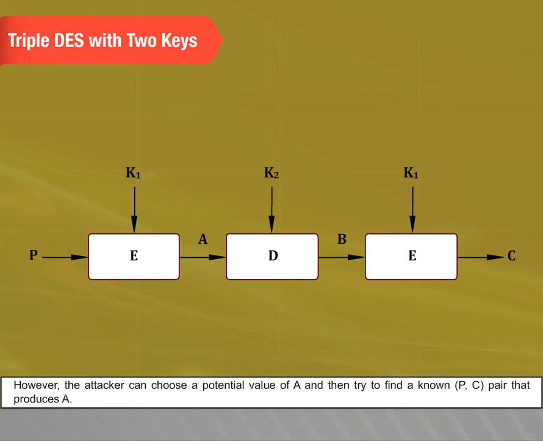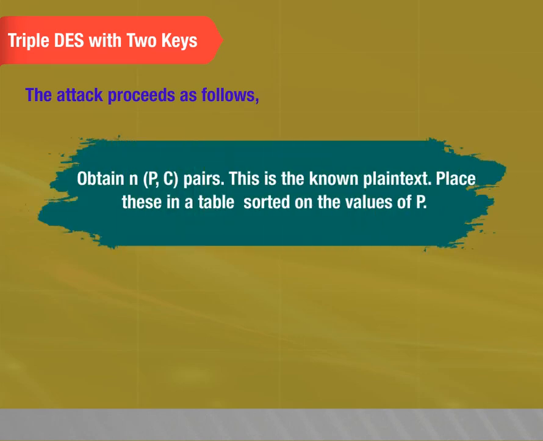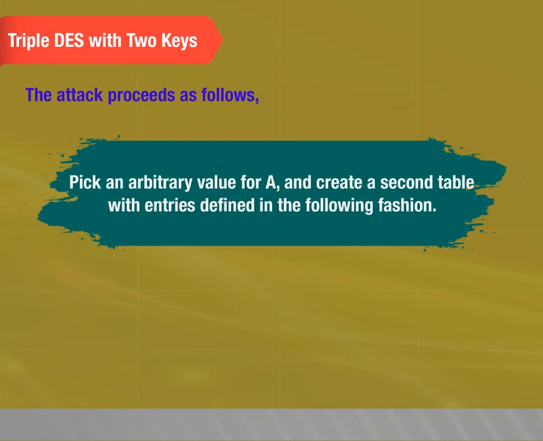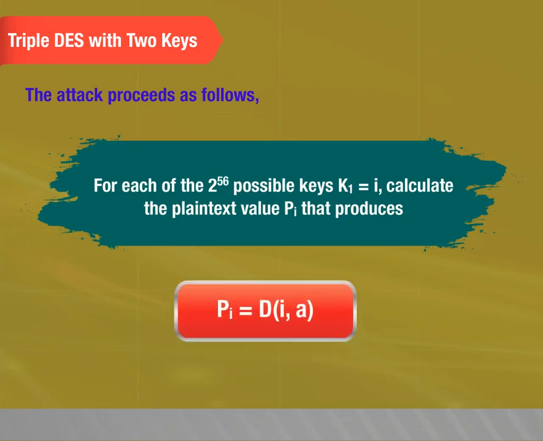However, the attacker can choose a potential value of A and then try to find a known P-C pair that produces A. The attack proceeds as follows. Obtain n P-C pairs. This is the known plaintext. Place these in a table sorted on the values of P. Pick an arbitrary value for A and create a second table with entries defined in the following fashion. For each of the 2^56 possible keys, K1 = i, calculate the plaintext value Pi that produces Pi = D(i, A).